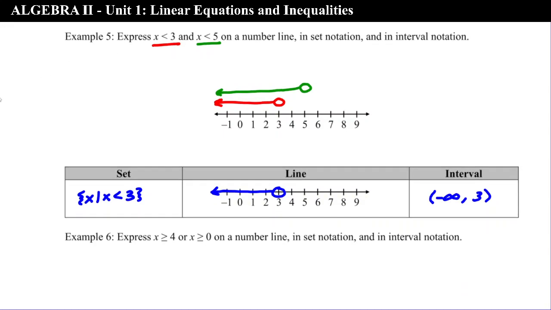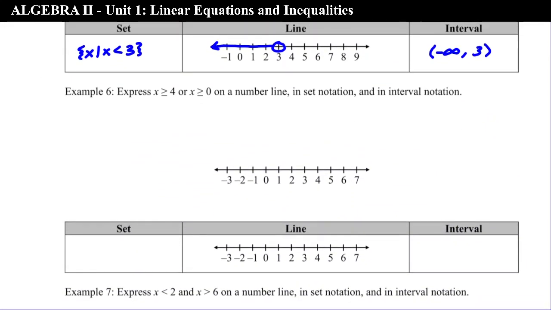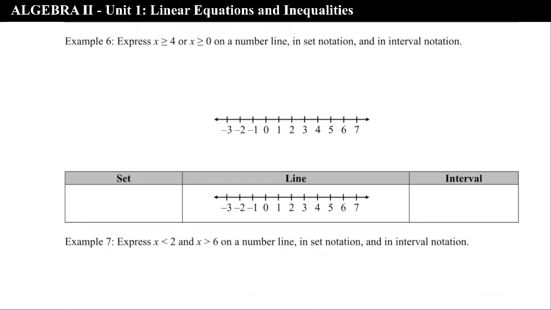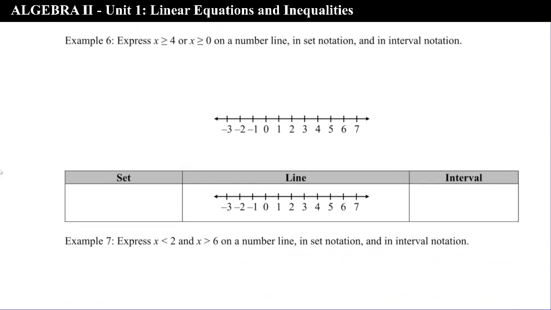Okay, let's do another OR. In this example, we want to express x is greater than or equal to 4 or x is greater than or equal to 0 on a number line in set notation and in interval notation. So just what we've been doing. Let's start with x is greater than or equal to 4. Greater than or equal to means that we're going to include 4. And since it's greater than, we're going to the right.